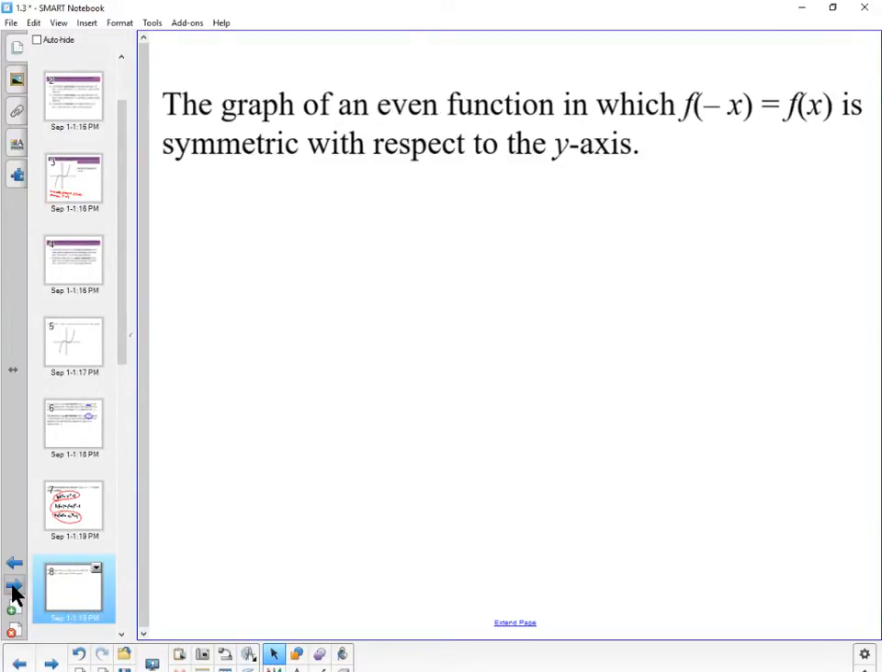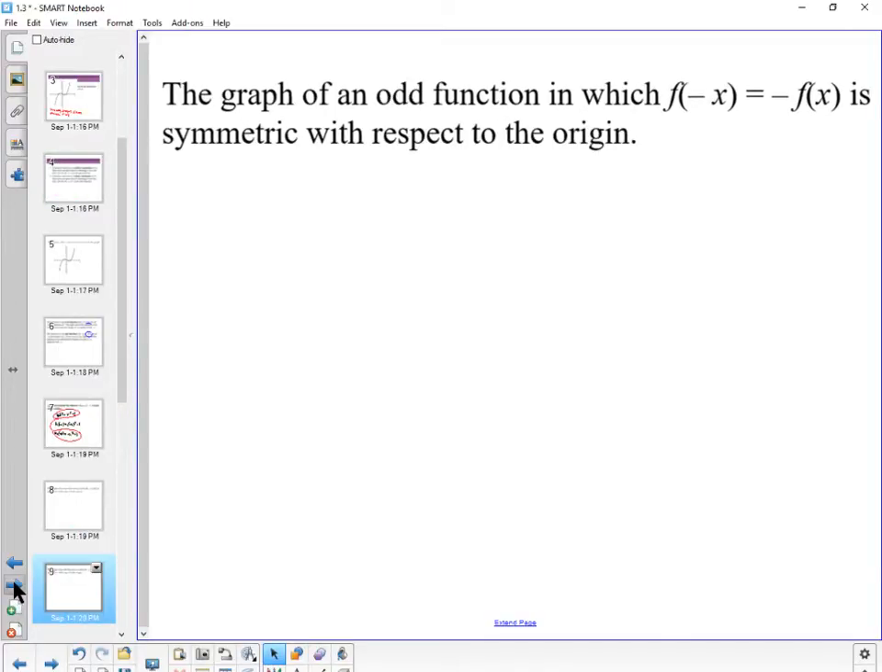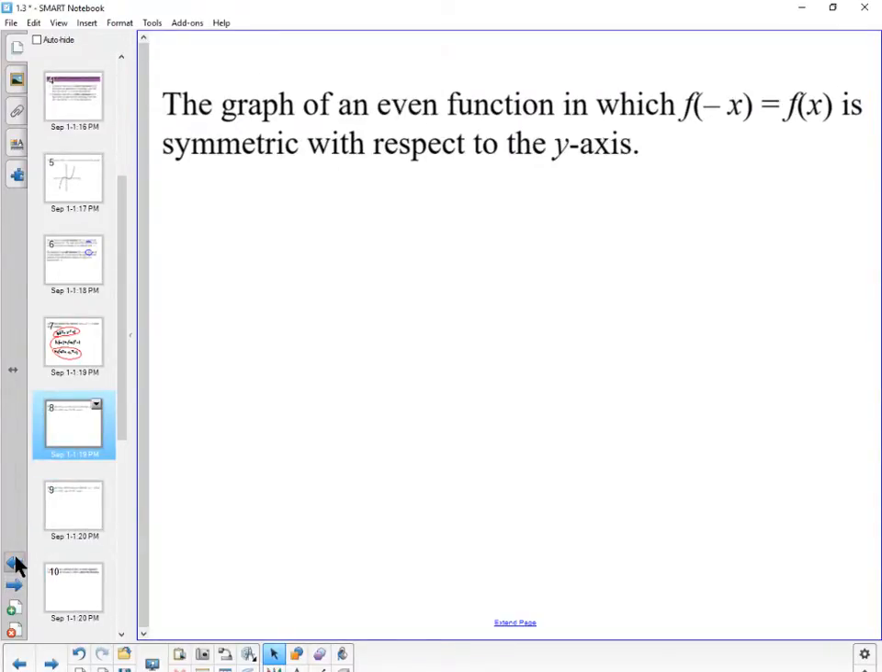A graph of a function in which f of x symmetric. What? Where's my example? I'm sorry. It's kind of just like my own thing.